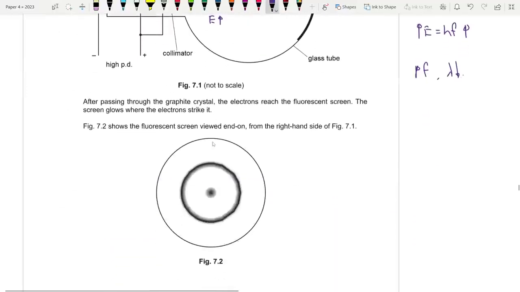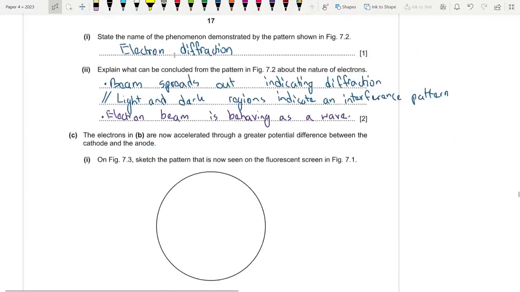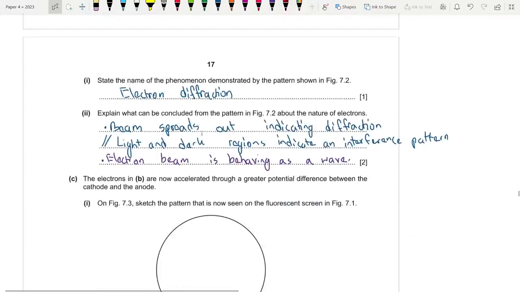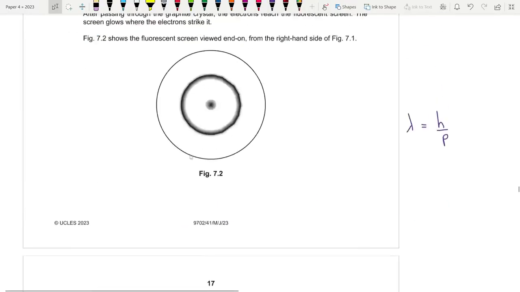As frequency increases, we know that the de Broglie wavelength is lambda equals h by p. Or you could think of it this way: since the particles or electrons are accelerated through a greater potential difference, they have higher velocity, they have higher momentum, and if momentum increases, since they're inversely proportional, lambda must decrease.